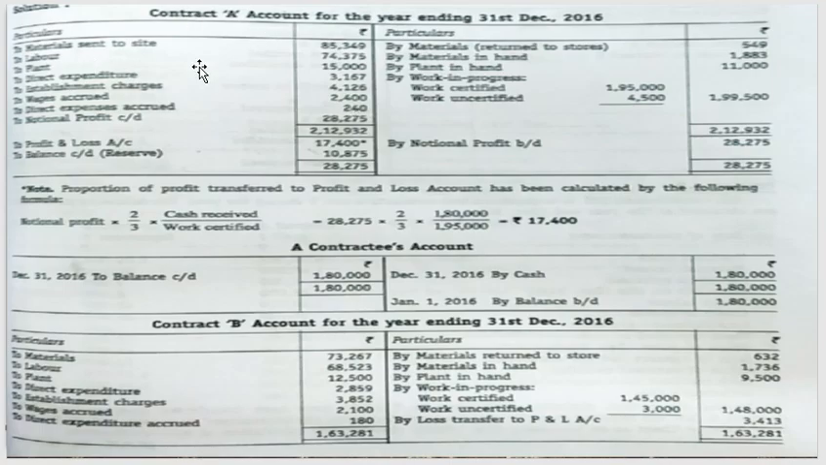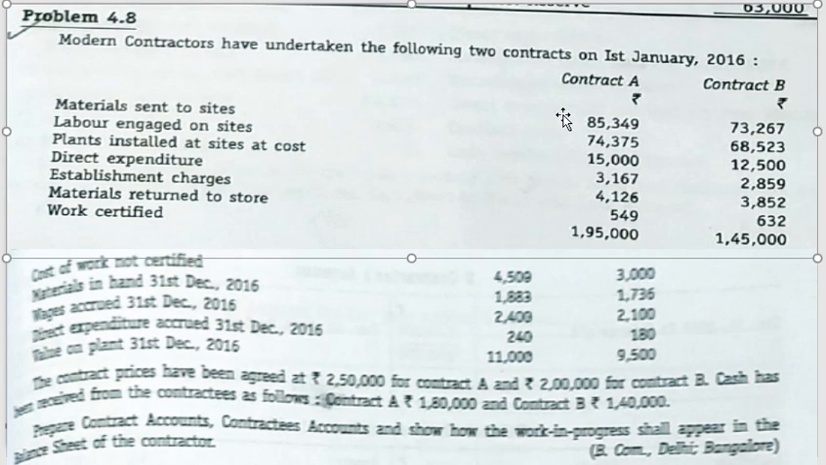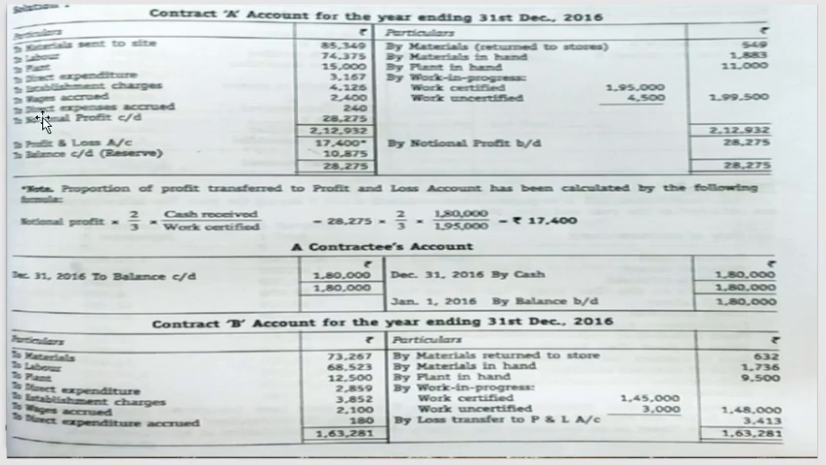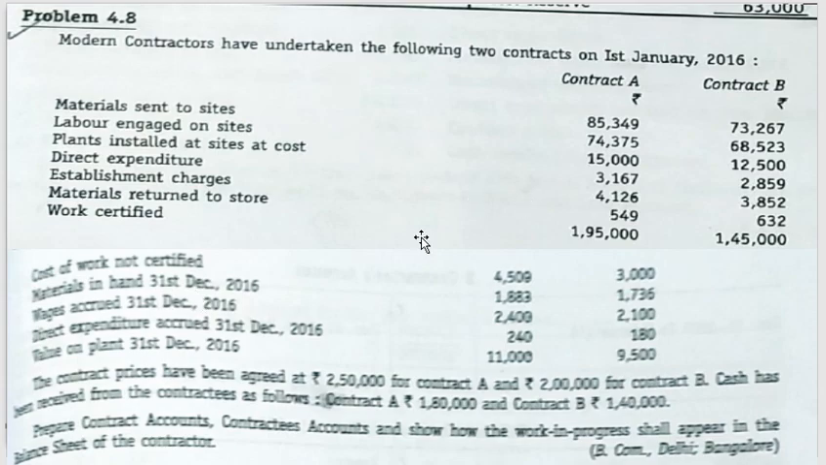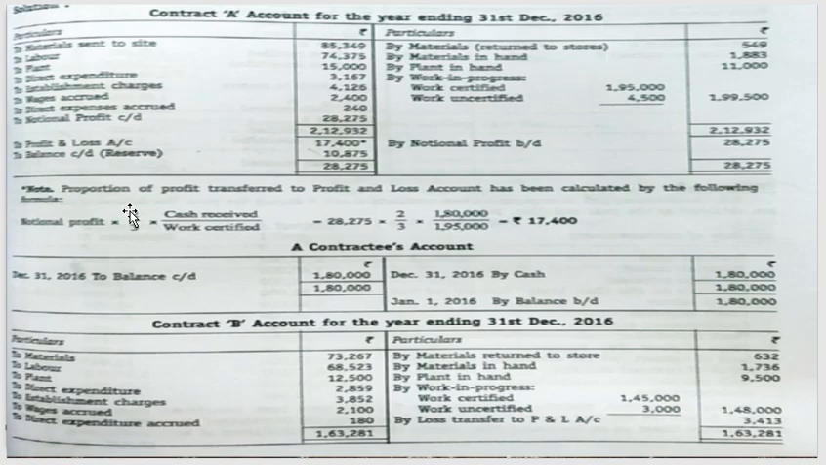Contract A's account: to materials sent to site. As per the question, the materials sent to site for contract A are 85,349, labor engaged on site 74,375, and plant installed at site 15,000, which will be recorded here. So materials, labor and plant. Then other expenses, direct expenditure 3,167 and establishment charges 4,126, will also be recorded here.